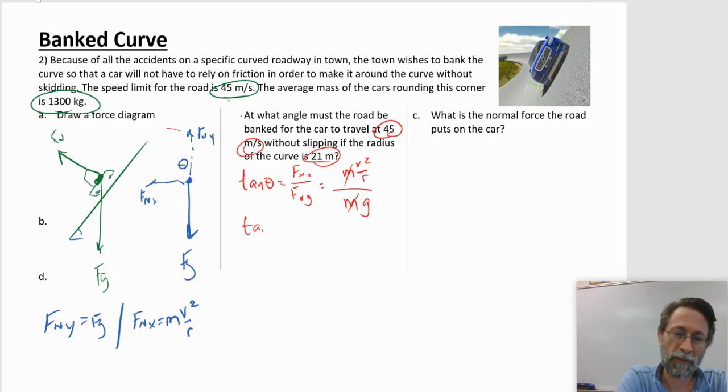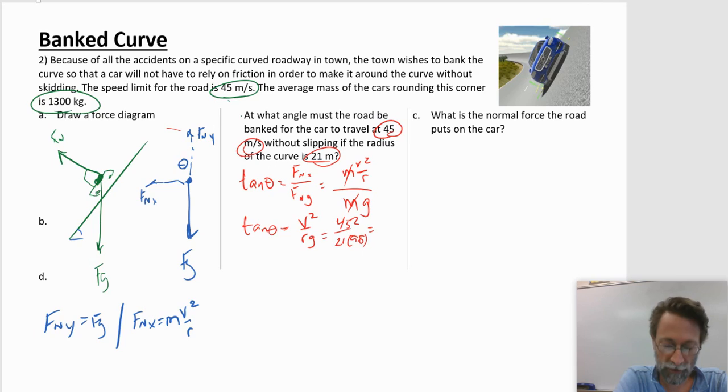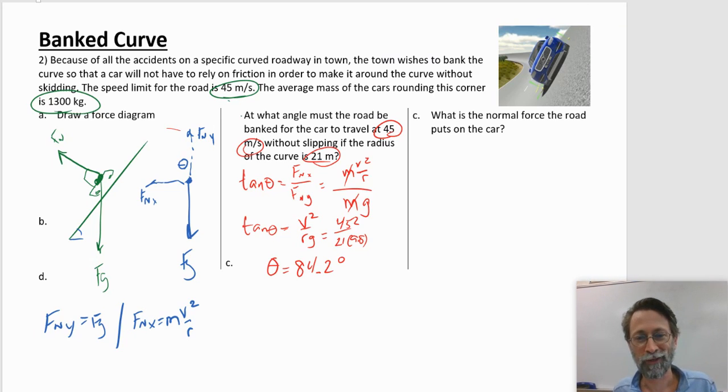So if I simplify that, I'm going to get the tangent of theta equals, we just canceled those out, v squared over rg. And then we can plug in values. 45 squared over a radius of 21 times 9.8, and that gives us a tangent of theta. And then when we inverse tangent that value, that's going to give us a theta value of 84.2. And so my hunch was correct that that is going to be a really big angle for the car to travel around.